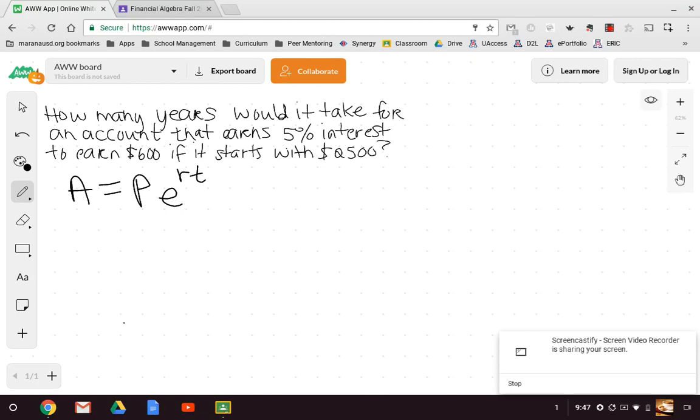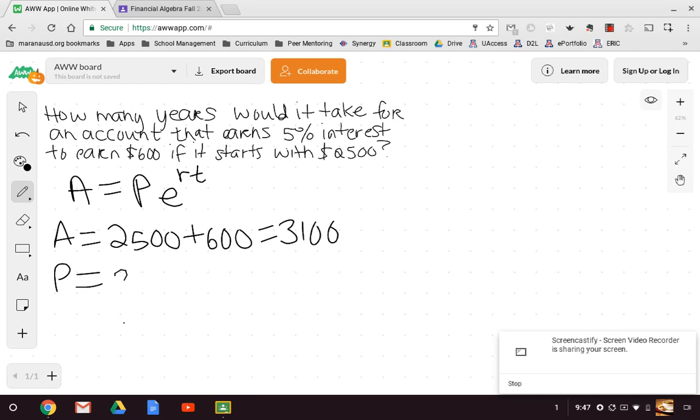So looking at this one again, how many years would it take for an account that earns 5% interest to earn $600 if it starts with $2,500? Write down my variables. So the amount in my account that I want, that's going to be all of it together. So I want the $2,500 plus that $600 worth of interest. So my A in this one is actually 3,100 because the A is always the interest plus that principal. And that principal, that's our P, that's the 2,500.